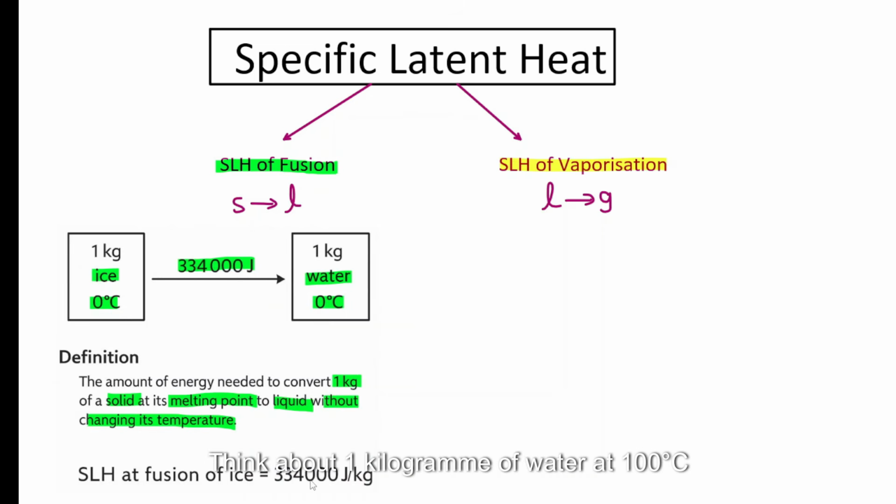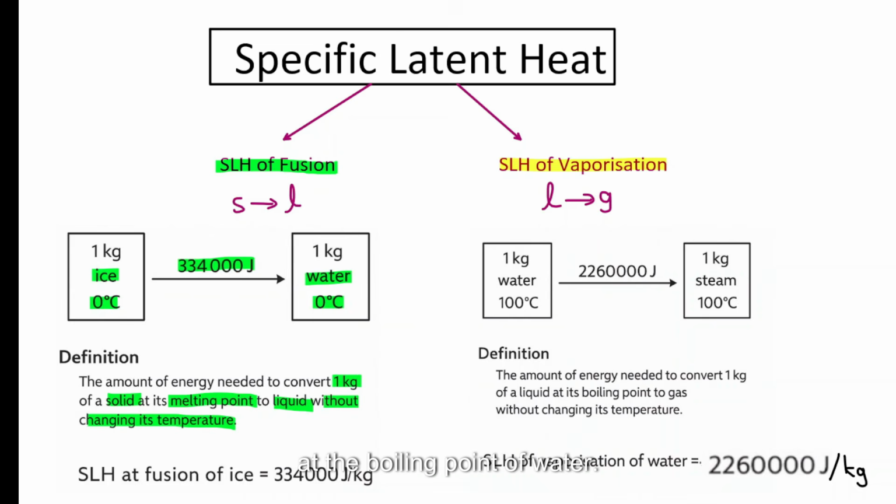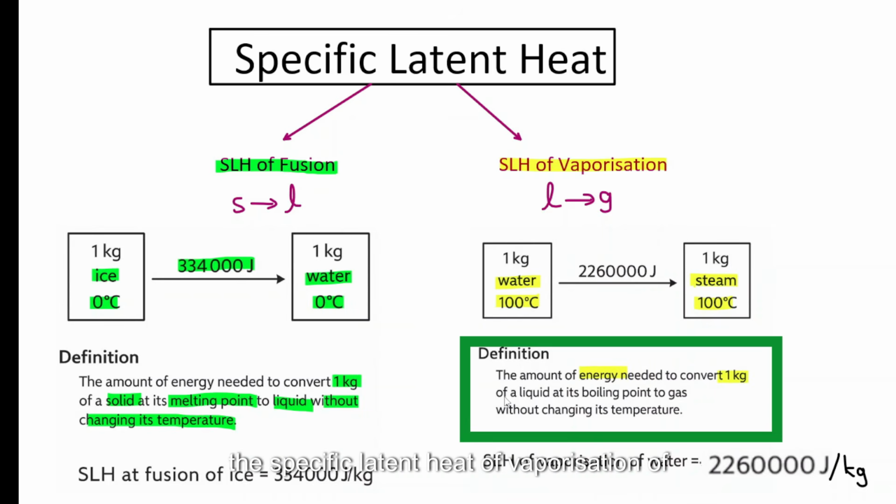Think about 1 kilogram of water at 100 degrees Celsius, at the boiling point of water. Now if you want to convert this to steam at the same temperature, the amount of energy needed is 2,260,000 joules. So the definition of specific latent heat of vaporization is the amount of energy needed to convert 1 kilogram of a liquid at its boiling point to gas without changing its temperature.